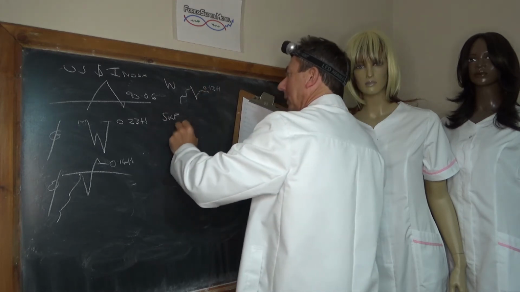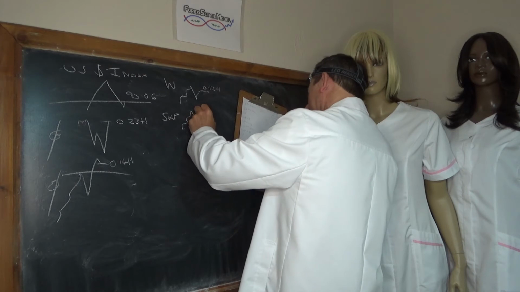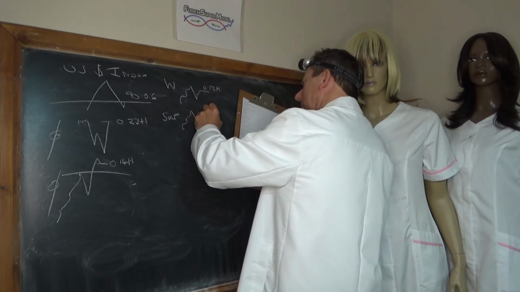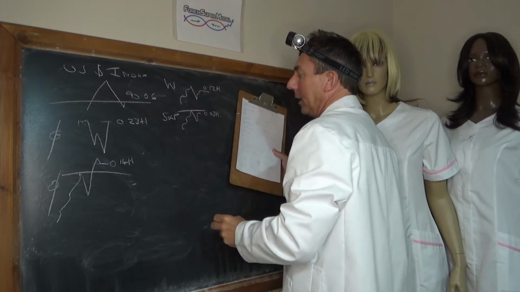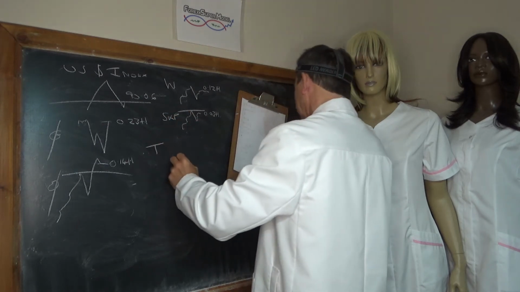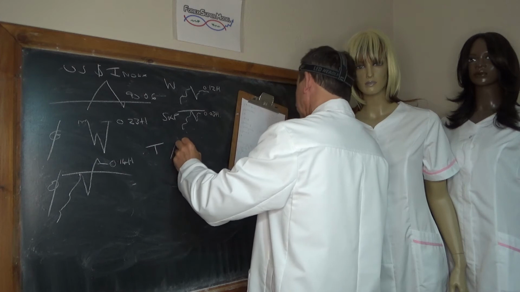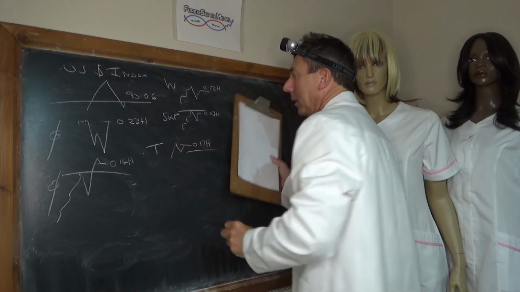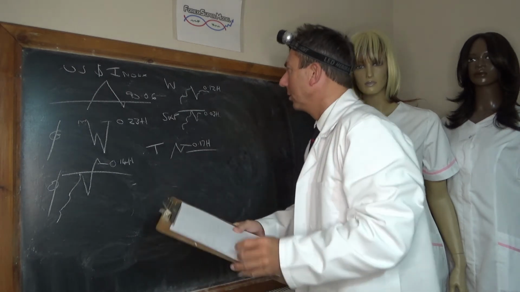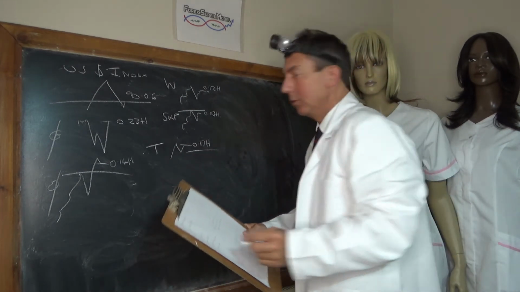The S&P similar, 0.03. So S&P is basically nearly at the high, and the tech is 0.17 from the high. So the tech's come up. The S&P is very much knocking on the door, and Wall Street's a little bit behind, not much.